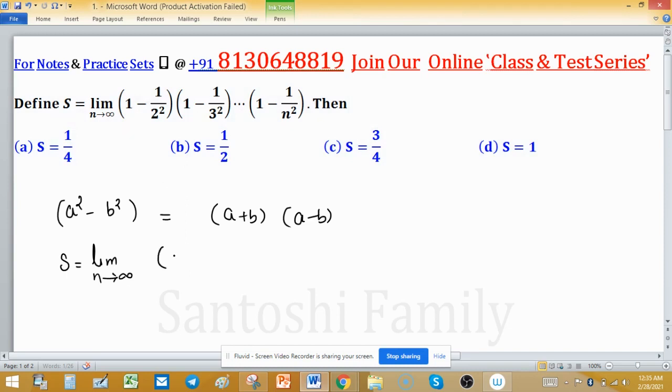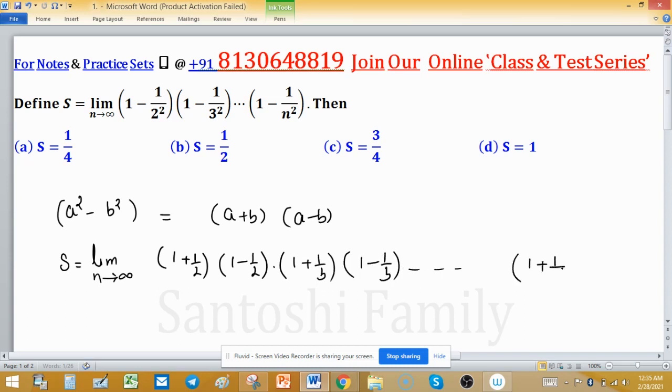It will become 1 plus 1 upon 2 and 1 minus 1 upon 2. This is the first expansion, and again in product 1 plus 1 upon 3 and 1 minus 1 upon 3, this will go up to 1 plus 1 upon n and 1 minus 1 upon n. This will end here. It means as you are increasing n, this tends to which number we have to identify.